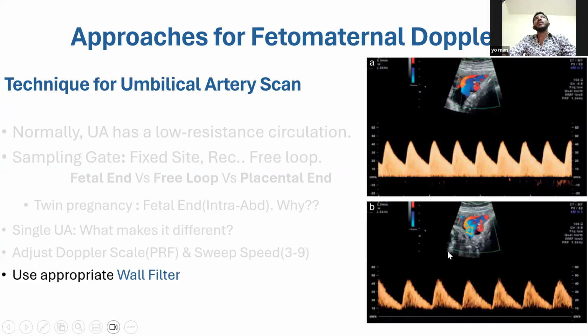Use appropriate wall filter. This is filtered severely. This spectral waveform uses a high filter. So using a high filter loses information that is adjacent to the baseline, and it will lead you to make a misdiagnosis. You see the maximum velocity envelope here, and the maximum velocity envelope from the center of this waveform is decreased, as you can see, because the wall filter is severe, okay? This is high.